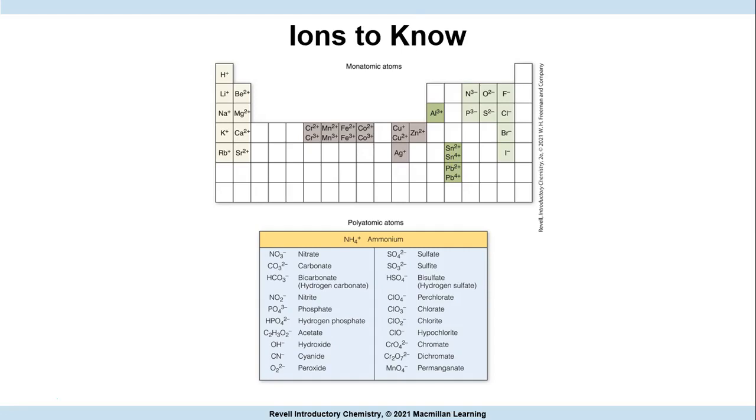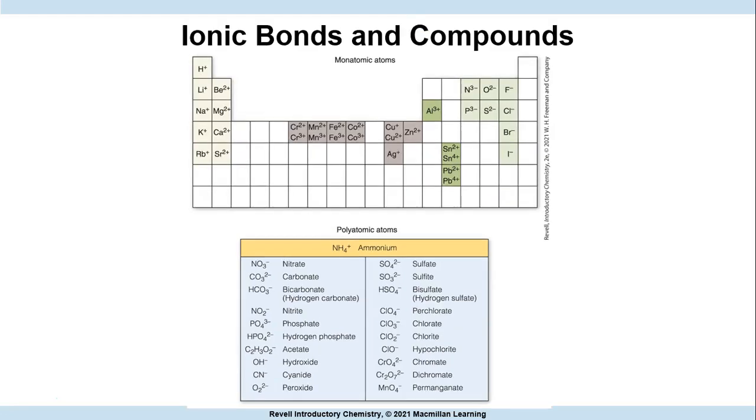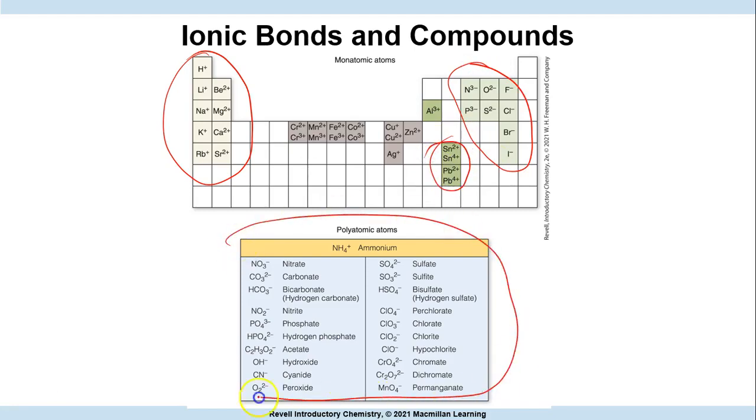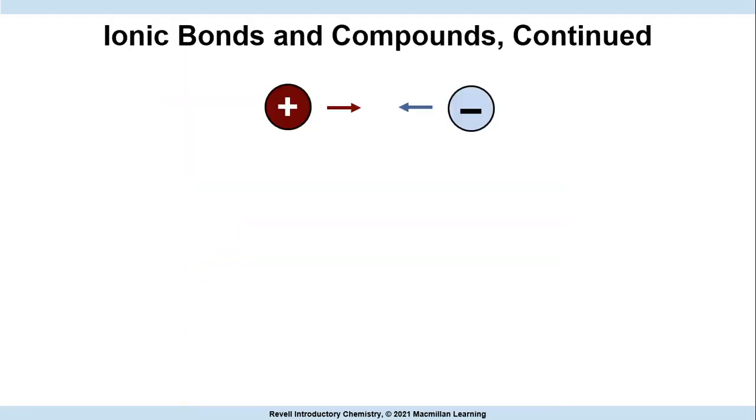Now, these are the ions that you have to know. For these ions, we've already talked about these cations. We've talked about these anions. We've also talked about these polyatomic ions. So you need to know all of these ions here.